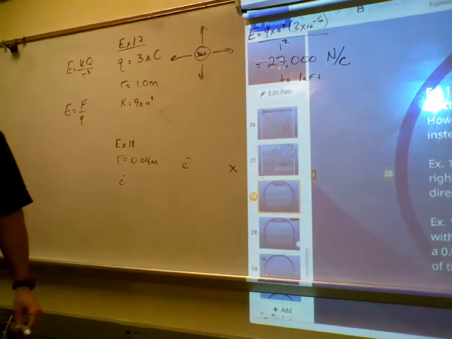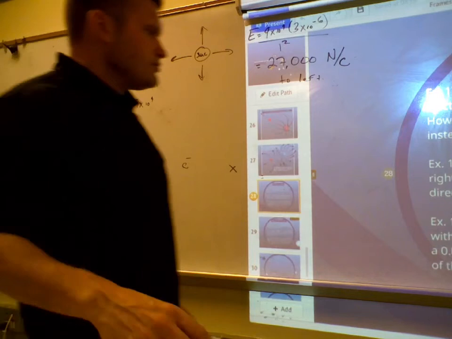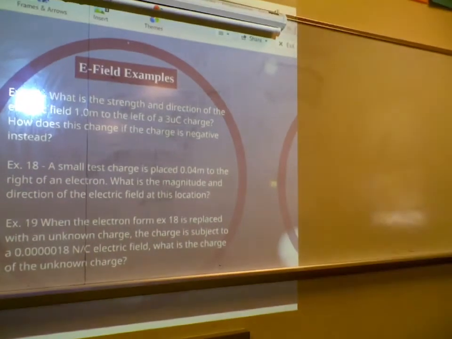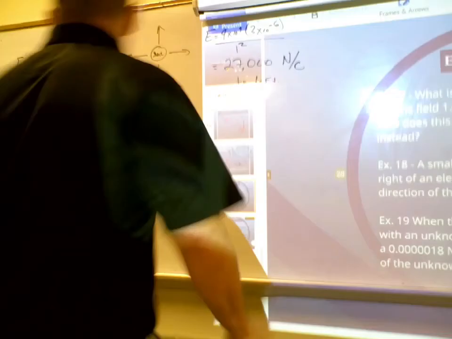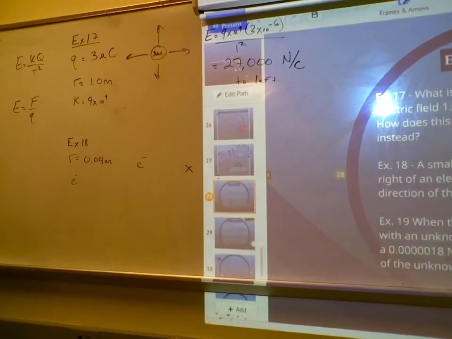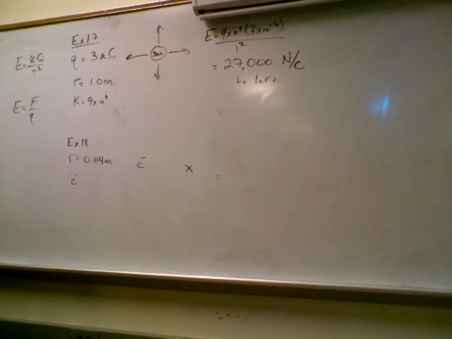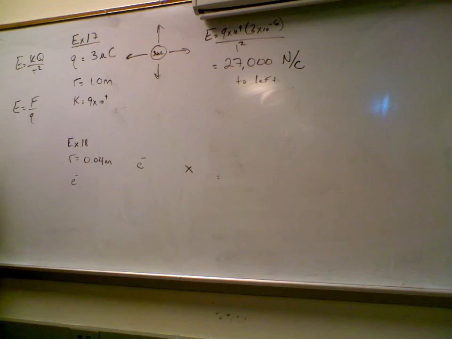All right. Example 18. A small test charge is placed 0.04 meters to the right of an electron. What is the magnitude and direction of the electric field at this location? So we're to the right now. I tried to draw a picture here for 18. Same situation. We have the same two equations. Which equation should I pick?